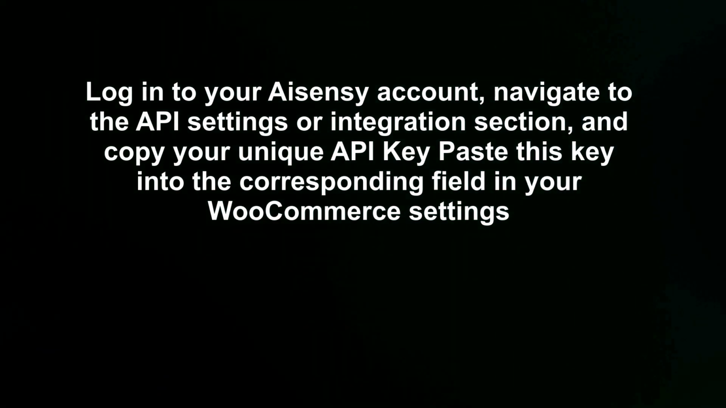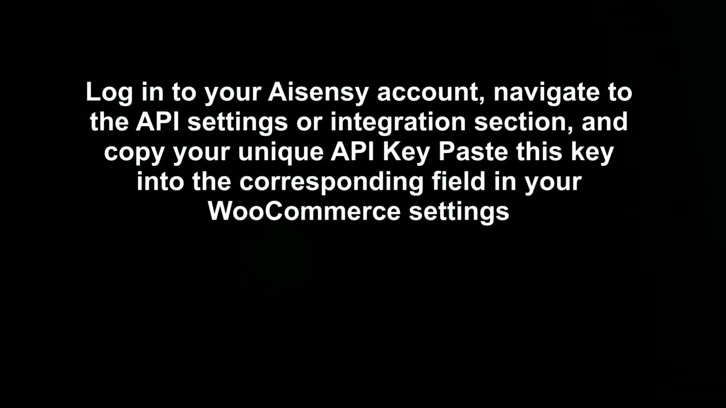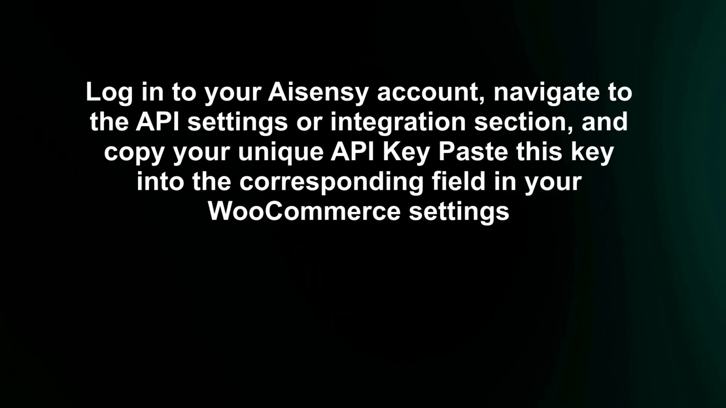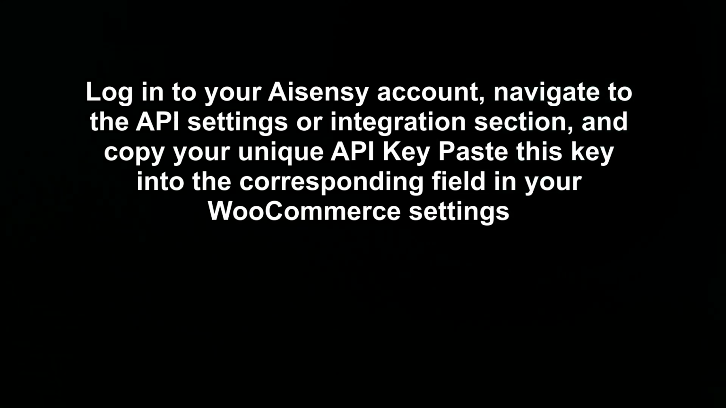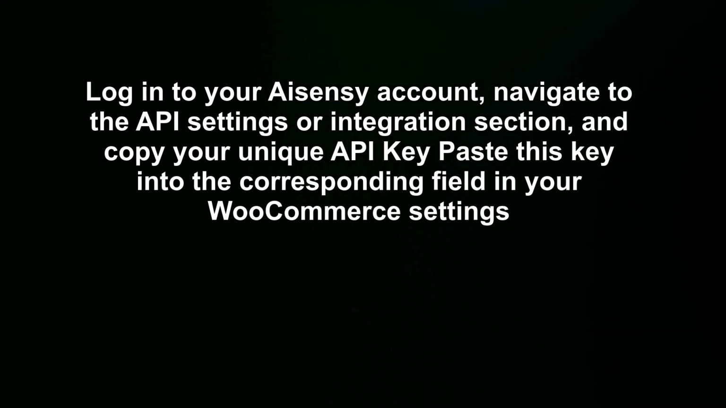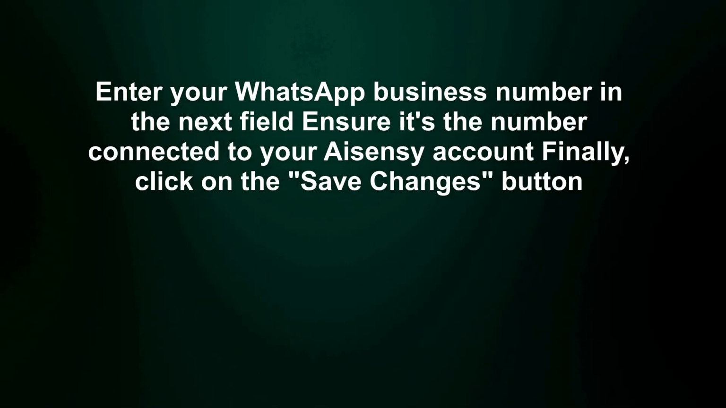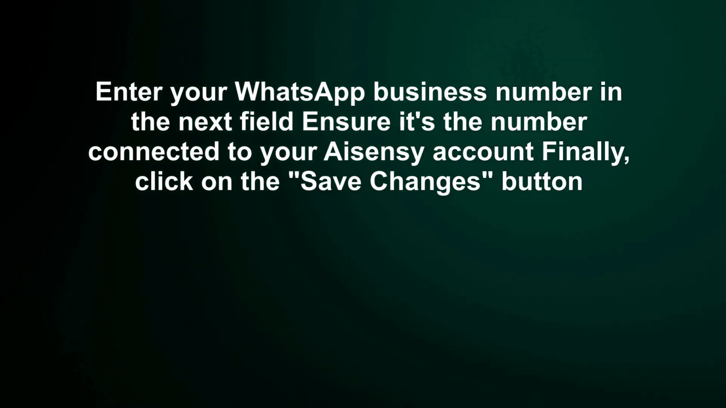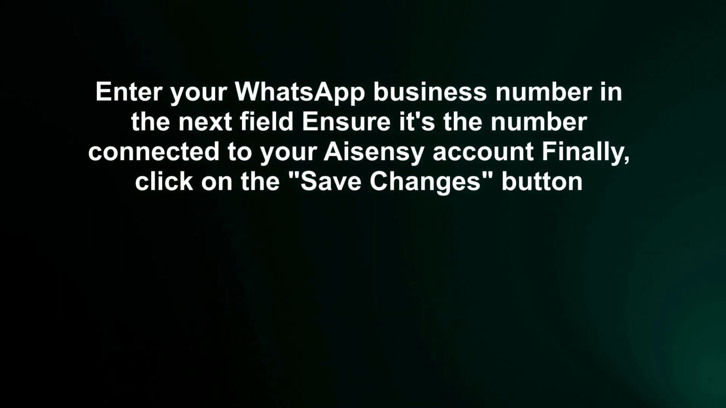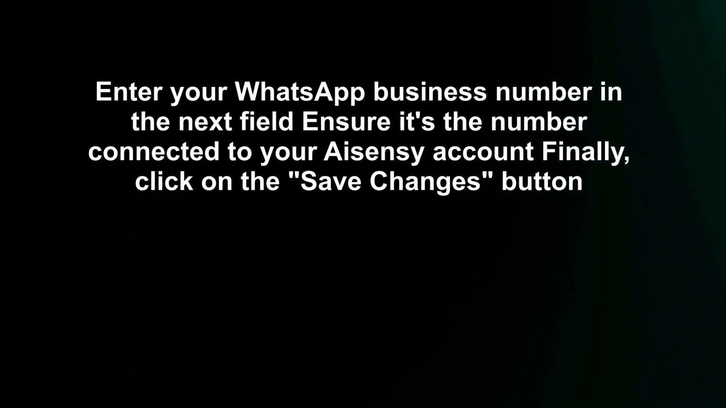Log into your AiSensy account, navigate to the API settings or integration section, and copy your unique API key. Paste this key into the corresponding field in your WooCommerce settings. Enter your WhatsApp business number in the next field. Ensure it's the number connected to your AiSensy account. Finally, click on the Save Changes button.